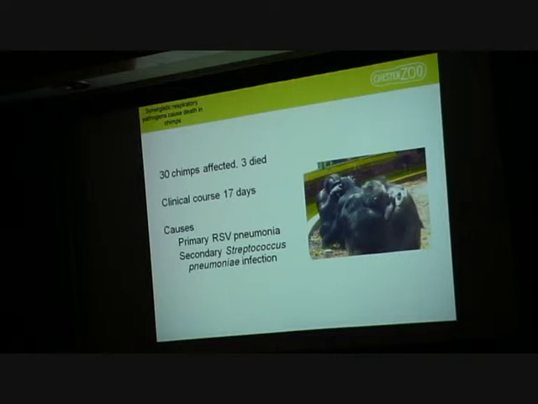So, we have 30 chimps, all 30 chimps are affected. Now, that's a whole different logistical issue of how you try and treat 30 chimpanzees at the same time in the same group with no possibility of separating them.